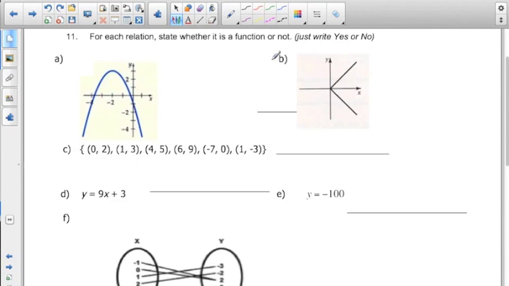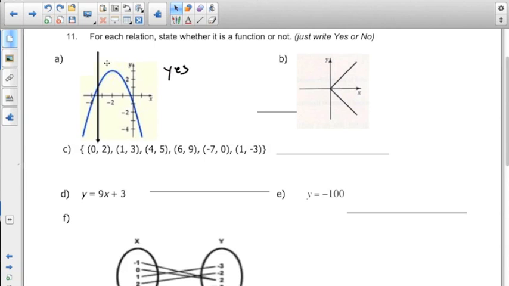Now here it's saying state whether it's a function or not. Just write yes or no. Well, we said when we're looking at things, for it to be a function, for every x, there can be at most one y. And we also said the vertical line test. So right off the bat, let's just do the vertical line test for this one. So for every x, this line only passes through one time. So is it a function? Yes.